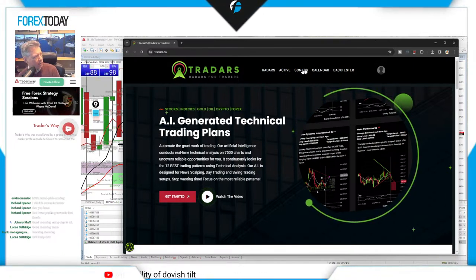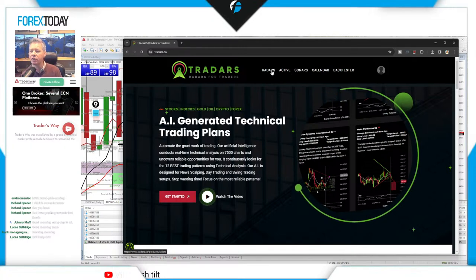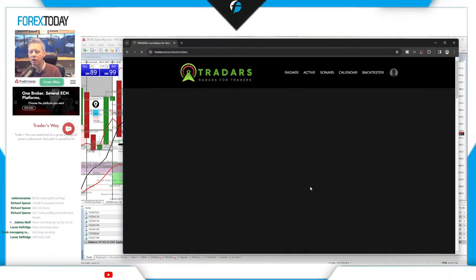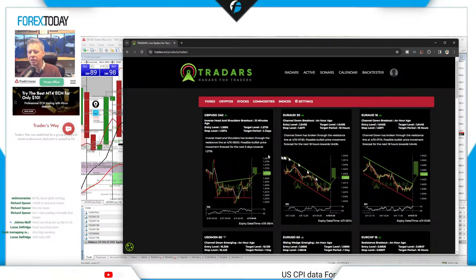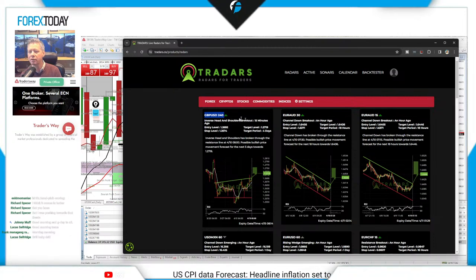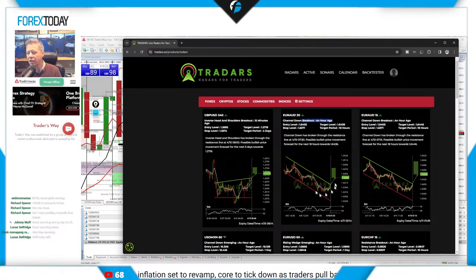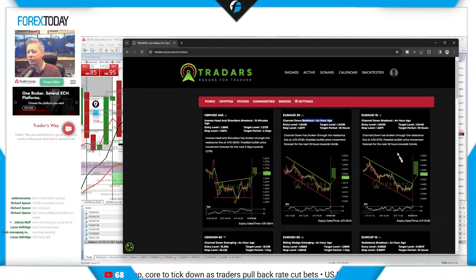Okay, let's quickly go. We only have 15 minutes. Let me quickly get into TRADARS. By the way, just in case you haven't seen this, a longer-term pound-dollar up trade. This came out 15 minutes ago. This came out an hour ago. Euro-Aussie up on a 30-minute chart and on a 15-minute chart.